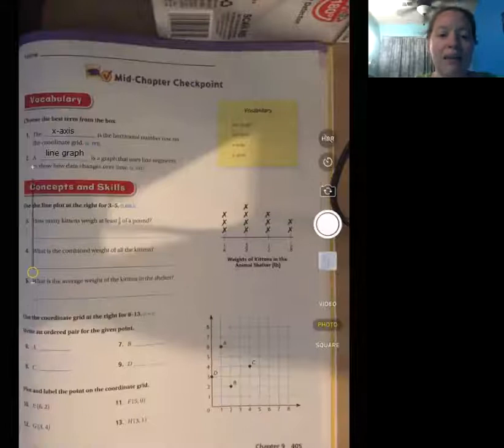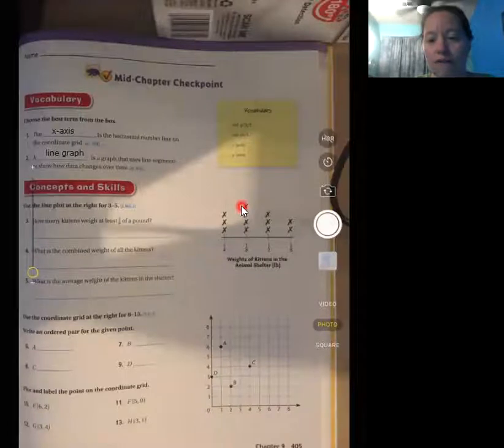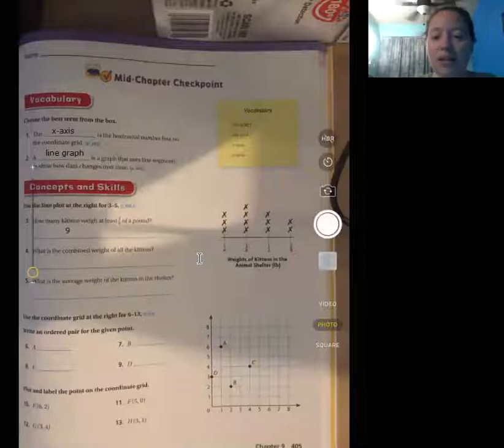Number 3, how many kittens weigh at least 3/8 of a pound? So everything that is 3/8 and higher. So let's look at this. 1, 2, 3, 4, 5, 6, 7, 8, 9. So 9 kittens. What is the combined weight of all of the kittens?